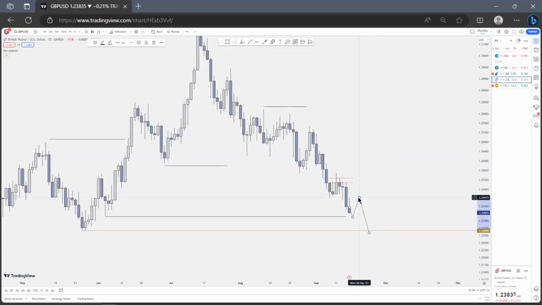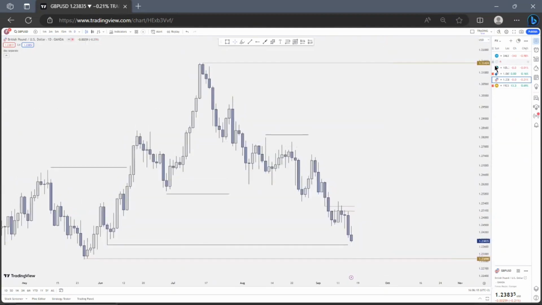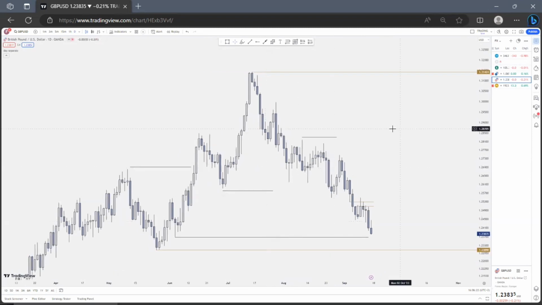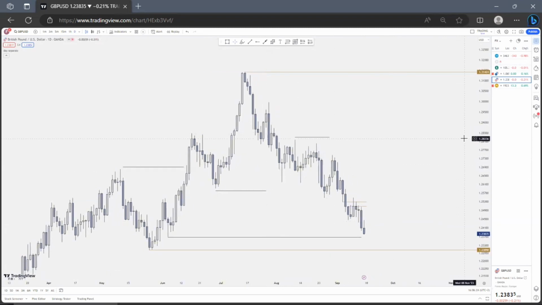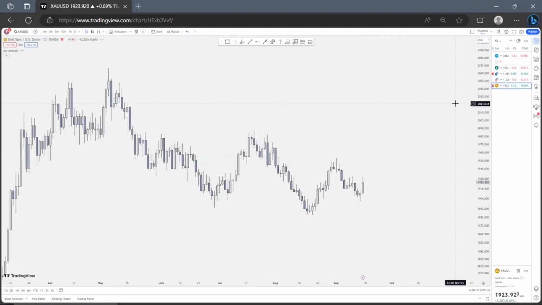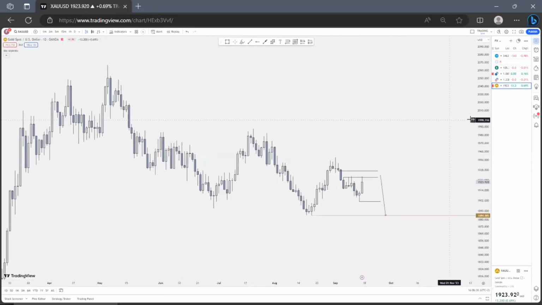So that's basically what I'm looking out for here on GBP/USD. Pretty much simple and straightforward, guys. As you know, EUR/USD and GBP/USD have positive correlation, and DXY is negatively correlating with them. So now looking at gold, I'm looking for sells on gold as well.